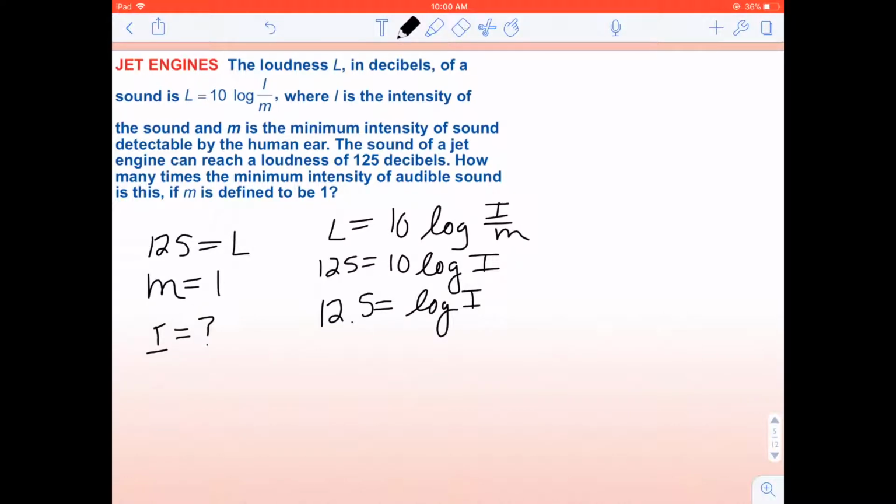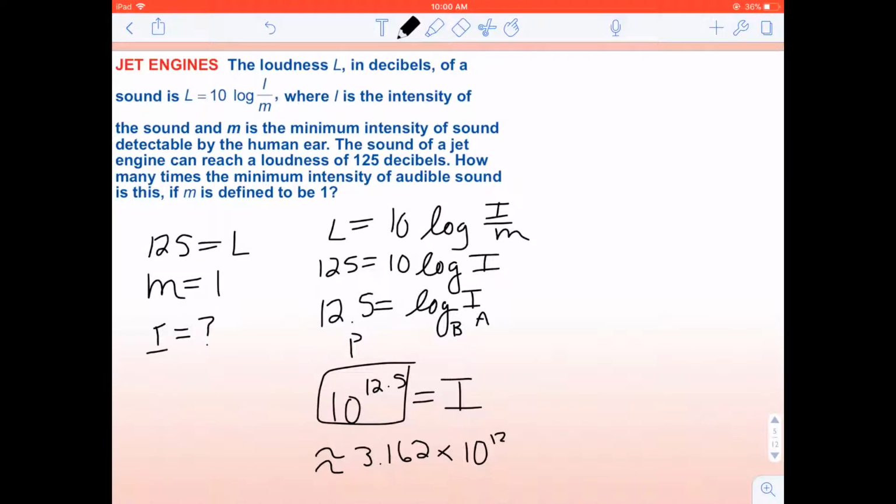And now we can rewrite this using our exponential form that we know. So base, answer, power. So our base is always 10 here, right? If it's not written, it's implied that it's 10. To our power of 12.5 equals I. So 10 to 12.5 is about 3.162 times 10 to the 12th. So we can just keep that as 10 to the 12.5. All right, pretty simple, just using the rules we know to solve this.